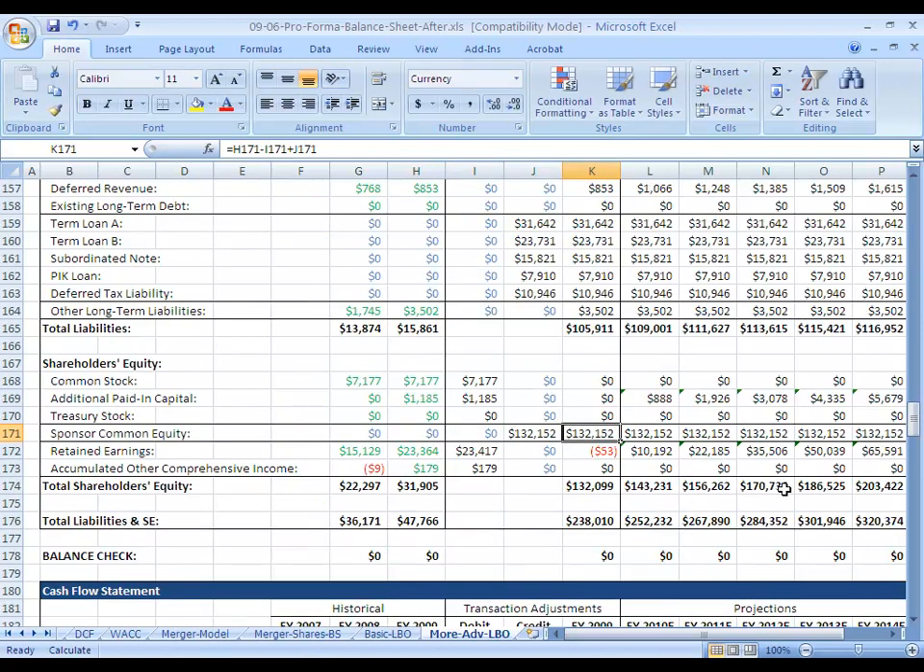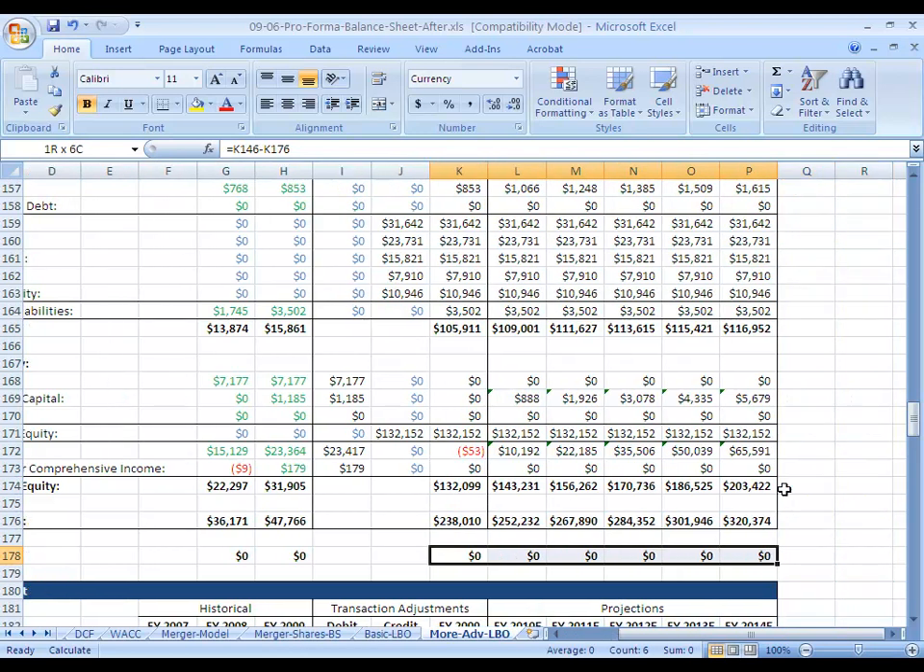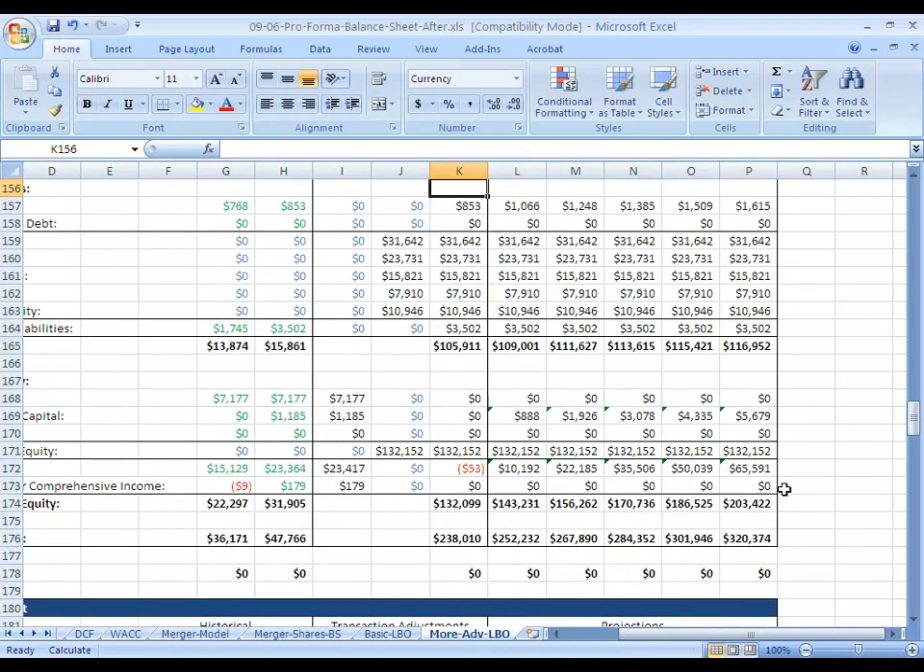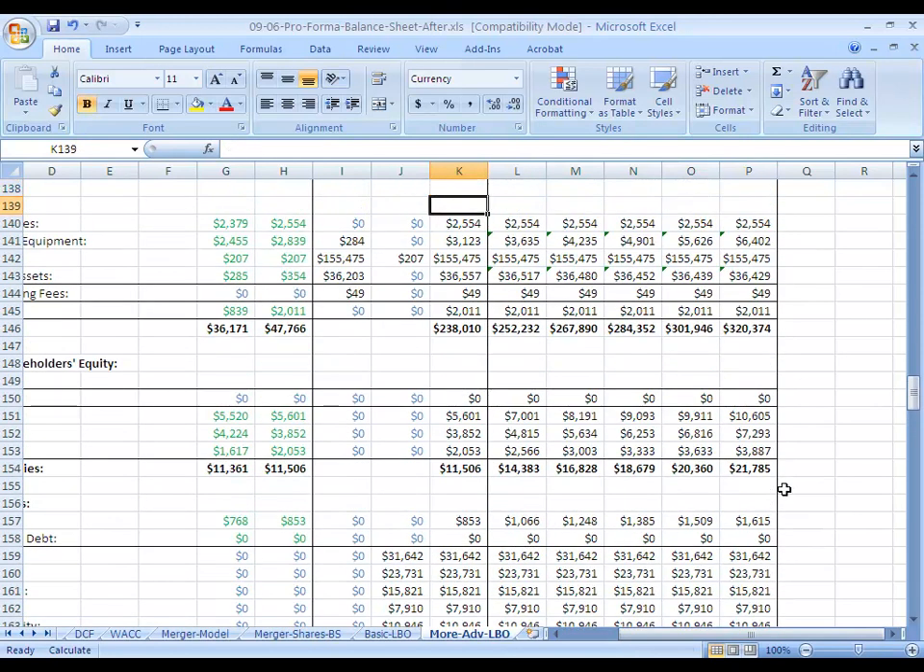So now we see we have a negative retained earnings balance in the pro forma 2009, which is fine. This actually happens very frequently with LBO models, and it doesn't mean anything in particular. All it means is it's being wiped out, and we're expensing some of the transaction fees to this retained earnings account. And now we see that, as expected, our balance sheet now correctly balances. It's 238 billion on the liabilities and shareholders' equity side, and also on the asset side. And it's also balanced in all future years as well.